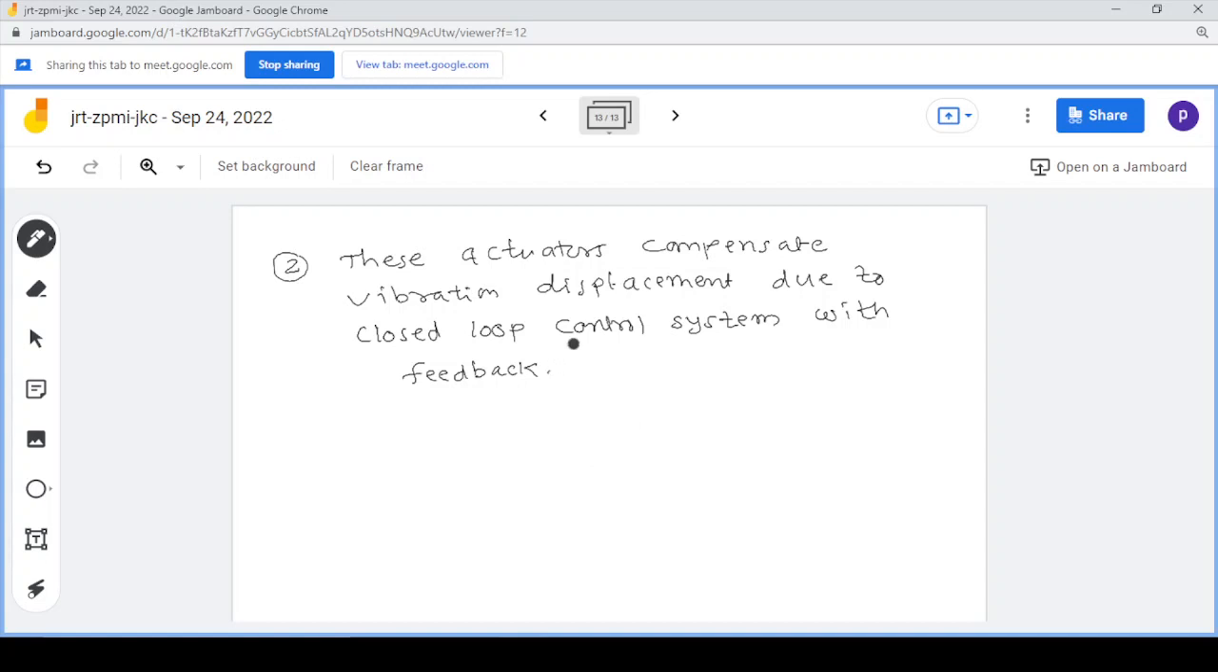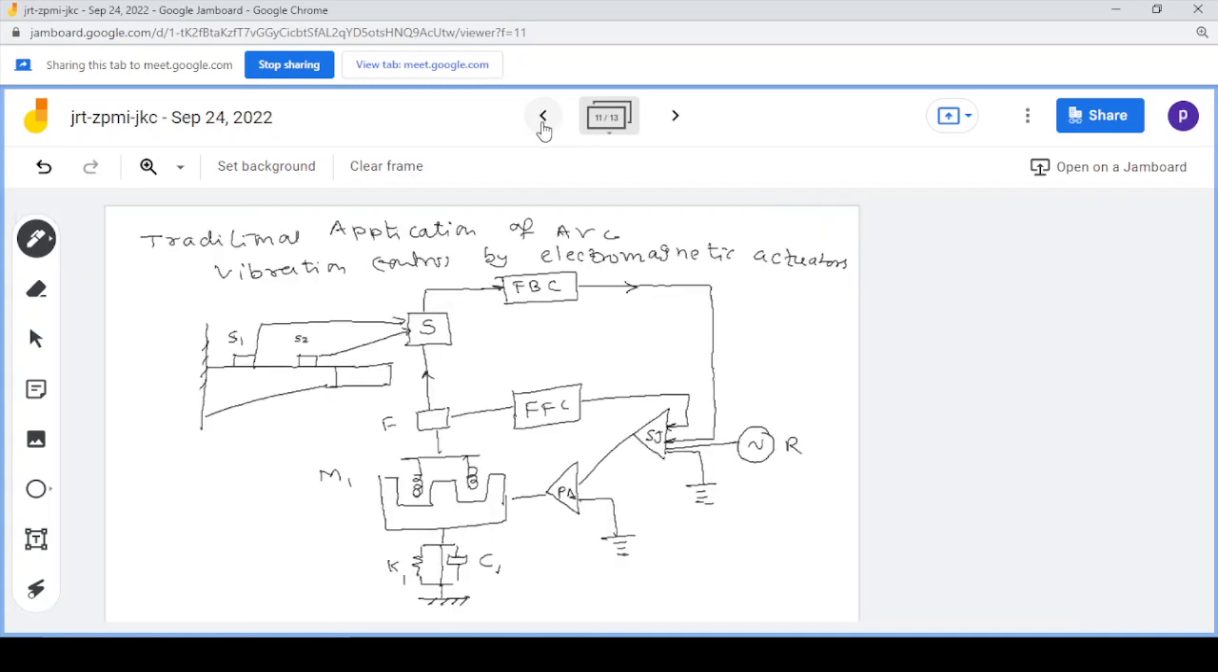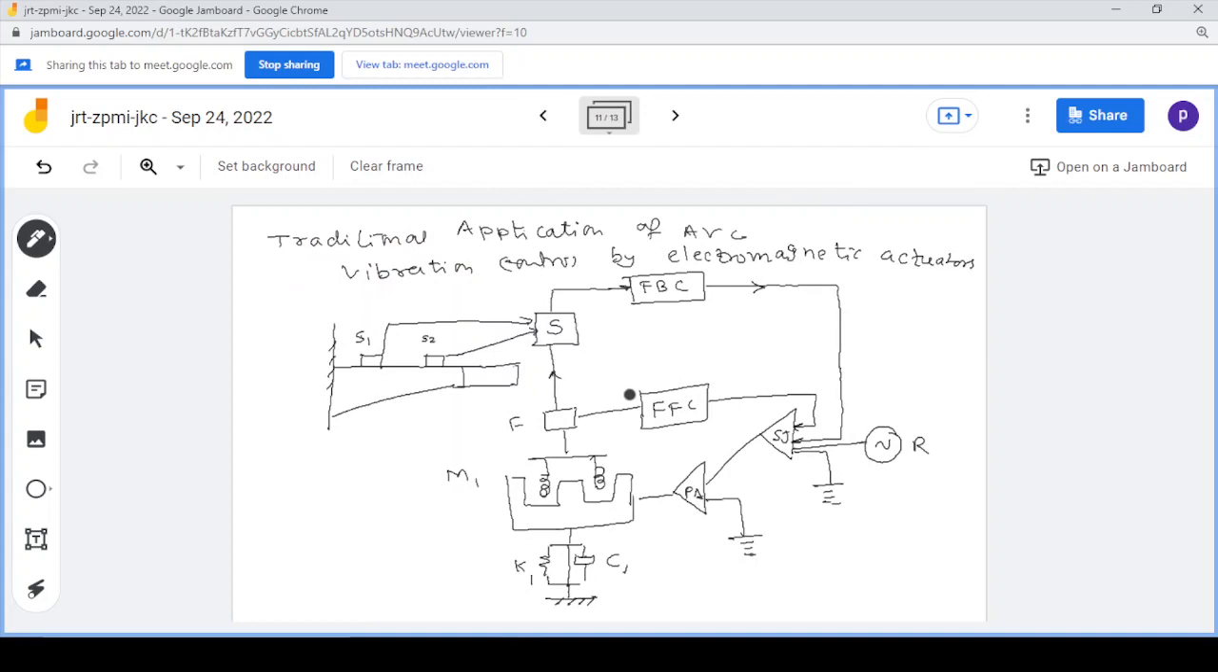vibration is getting really reduced or not, right? So we can see that in the figure which I have shown, this system is basically an example of the closed loop control system, right? So in this closed loop control system, this F is the actuator, then feed forward control, then this is the feedback control.